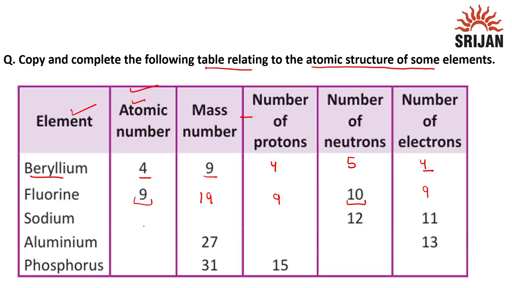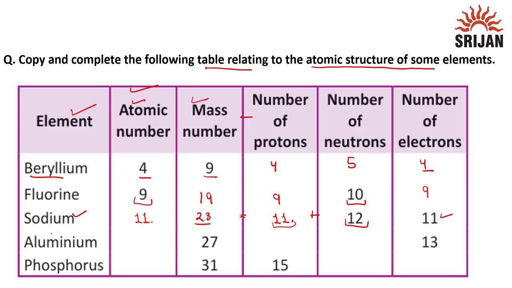Talking about sodium, we know that sodium lies at the 11th position in the periodic table. Its atomic number is 11. That's why its electron number is also 11 and its proton number is also 11. And here you can see its number of neutrons is 12. That's why its mass number is 23, because mass number is equal to protons plus neutrons. So here we have 11 protons and 12 neutrons. That comes out to be 23. That's why the mass number of sodium is 23.